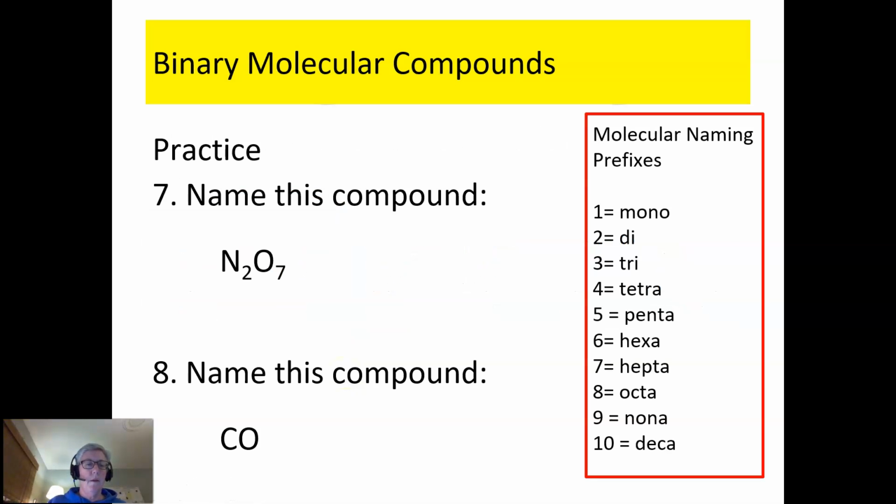Number 7, N2O7. Name that one. And number 8, name this one, CO. Okay, so pause the video, write these names down, and see what you get.